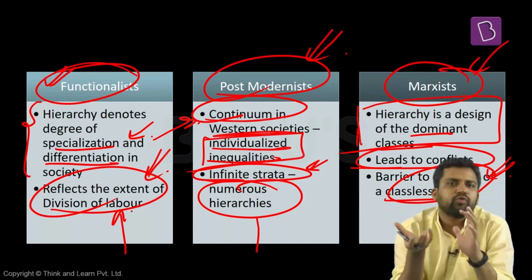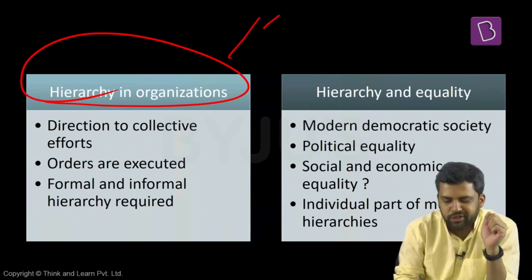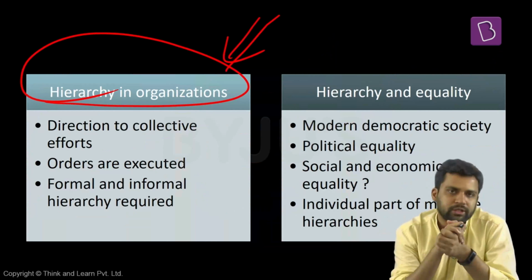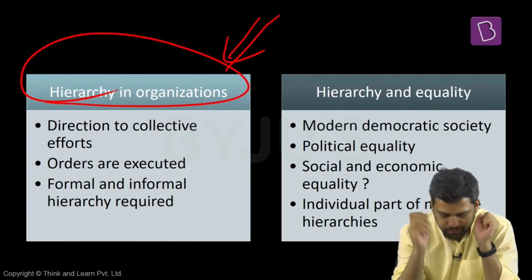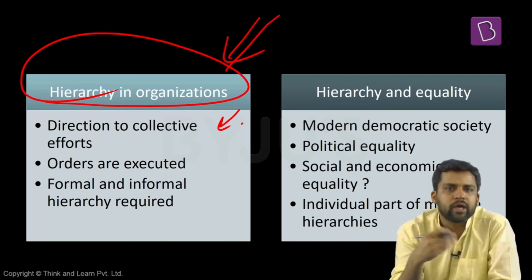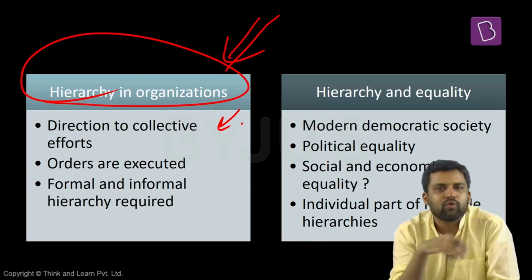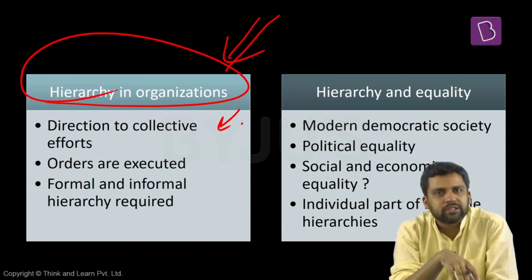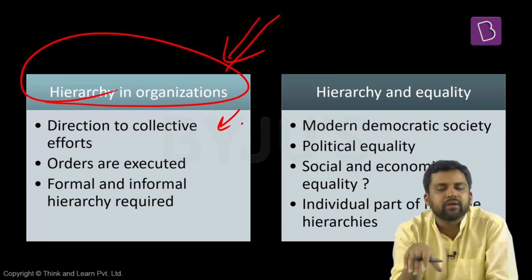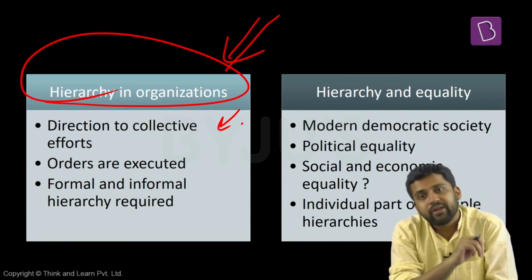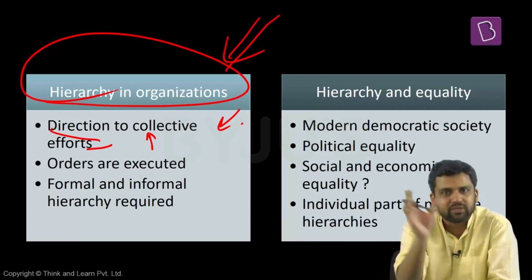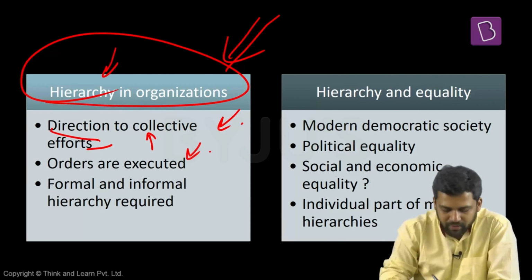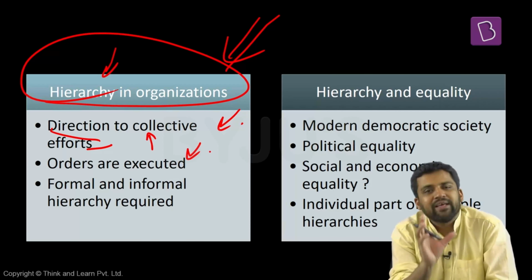Another way we can look at hierarchy is within organizations. Hierarchy is very relevant when it comes to organizations. Just think about any organization. Maybe some of you are working. If you're working in a particular organization, what is the hierarchy structure? You might have been recruited at the bottom, but your organization will have a CEO, and in between there will be multiple levels: executive directors, managing directors, CEO. Different levels are there. So there is a hierarchy here, and this hierarchy is very relevant because it gives direction to the collective efforts of the organization. Orders are executed on the basis of this hierarchy. So this kind of hierarchy is quite relevant, quite required.